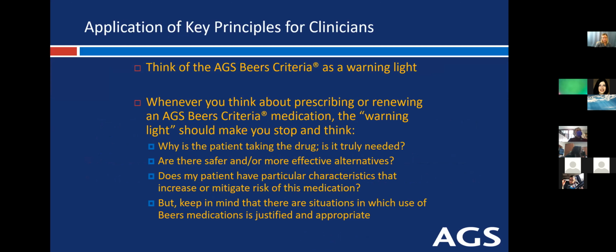They would like us to think of the AGS Beers criteria as a warning light. So whenever you think about prescribing or renewing an AGS Beers criteria medication, the warning light should make you stop and think, why is the patient taking this drug? Is it truly needed? Are there safer and/or more effective alternatives? Does my patient have particular characteristics that increase or mitigate the risk of this medication? And keeping in mind that there are situations where those medications found in the Beers criteria are justified and appropriate.